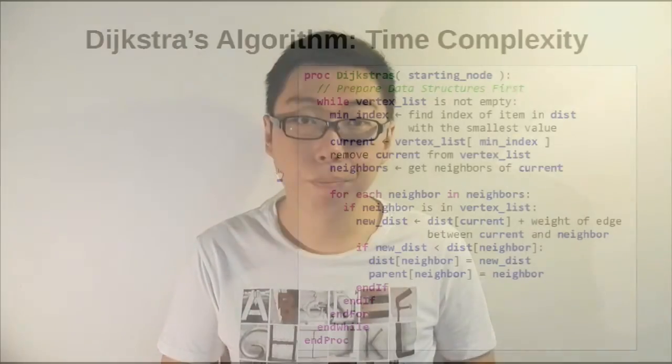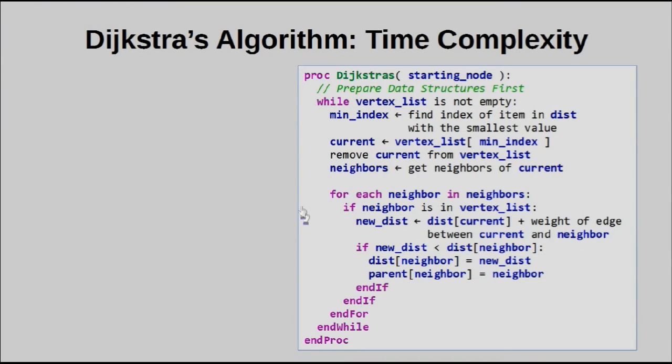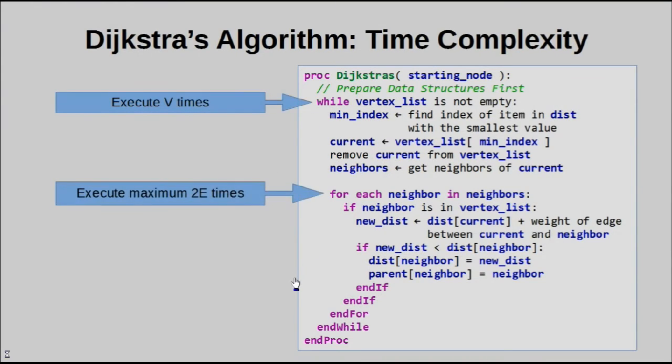Let's take a look. Alright, let's first take a look at the loops themselves. In this case, we actually have two of them. The main loop of course runs V times, because we start off with a full vertex list, we remove one item every iteration, and we keep doing this until the list is empty. So that's a total of V times.